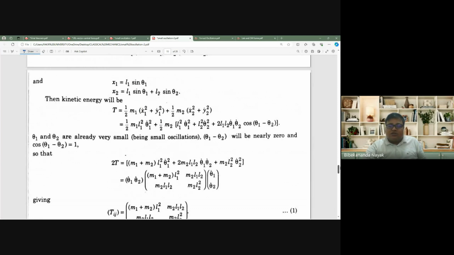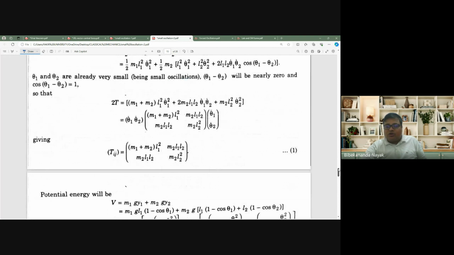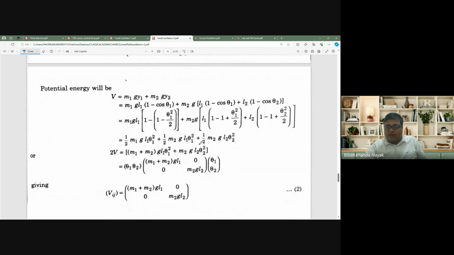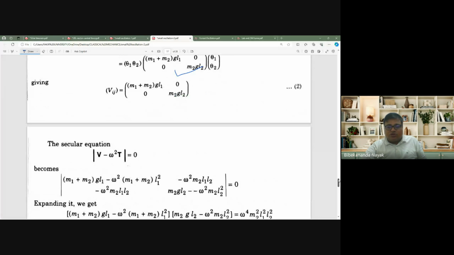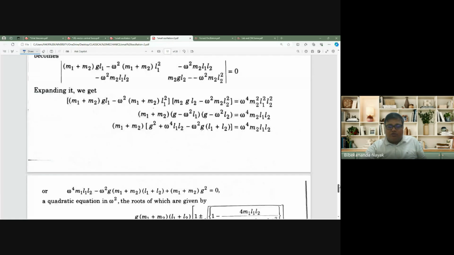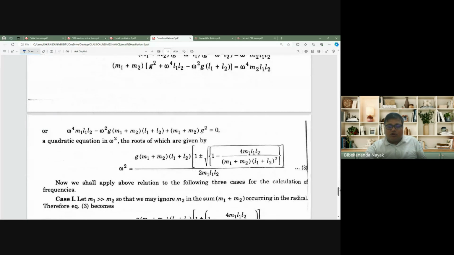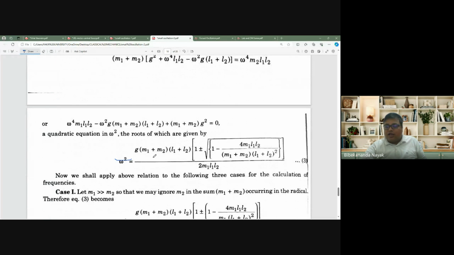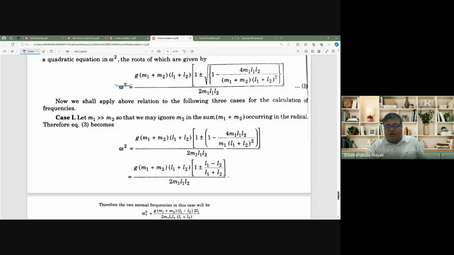So kinetic energy is half m1 y1 dot square plus half m2 x2 dot y dot square. We found a value, and for potential energy, we set Tij, and similarly Vij. Then V minus omega square T is equal to 0. From that you get the value of omega square, the angular frequency. There are two cases here, given a complicated one.